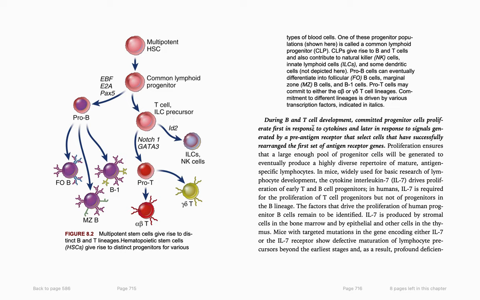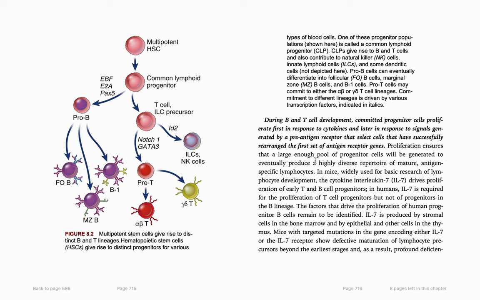During B and T cell development, committed progenitor cells proliferate first in response to cytokines and later in response to the signals generated by pre-antigen receptors that select cells that have successfully rearranged the first set of antigen receptor genes.